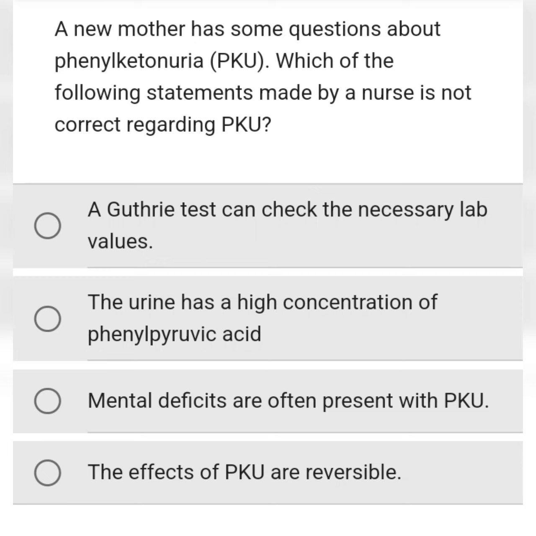A new mother has some questions about phenylketonuria. Which of the following statements made by a nurse is not correct regarding PKU? The effects of PKU are reversible.